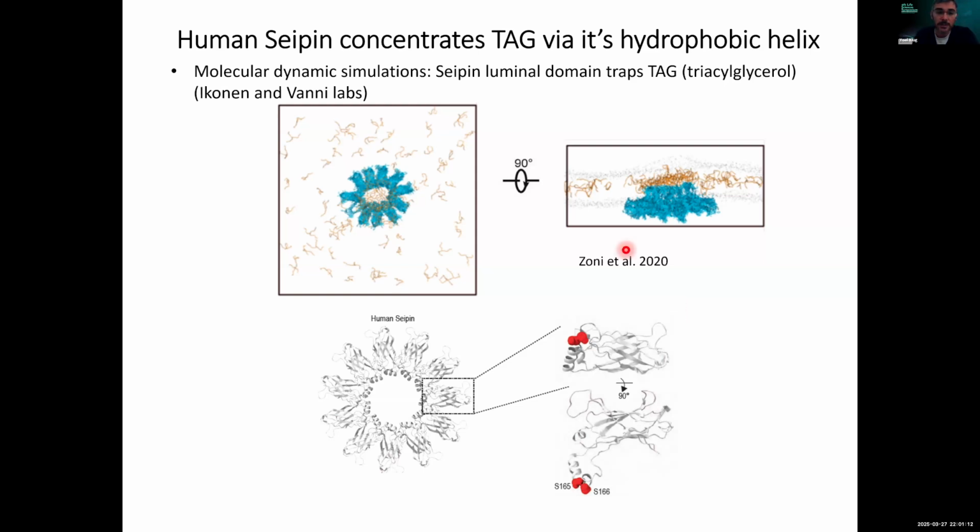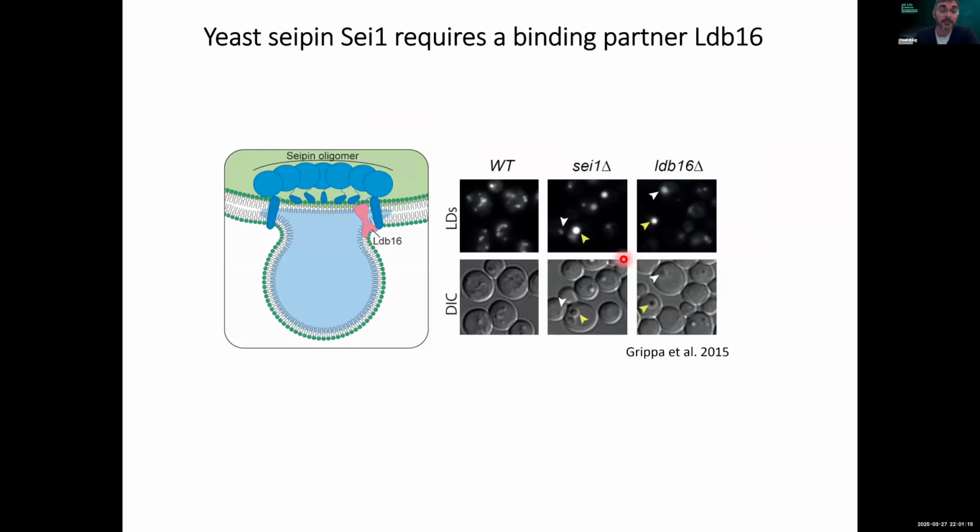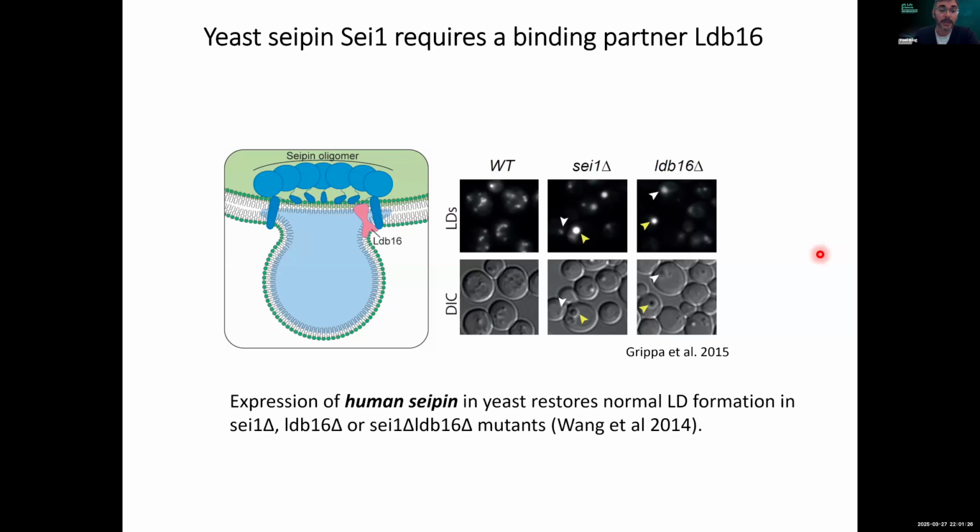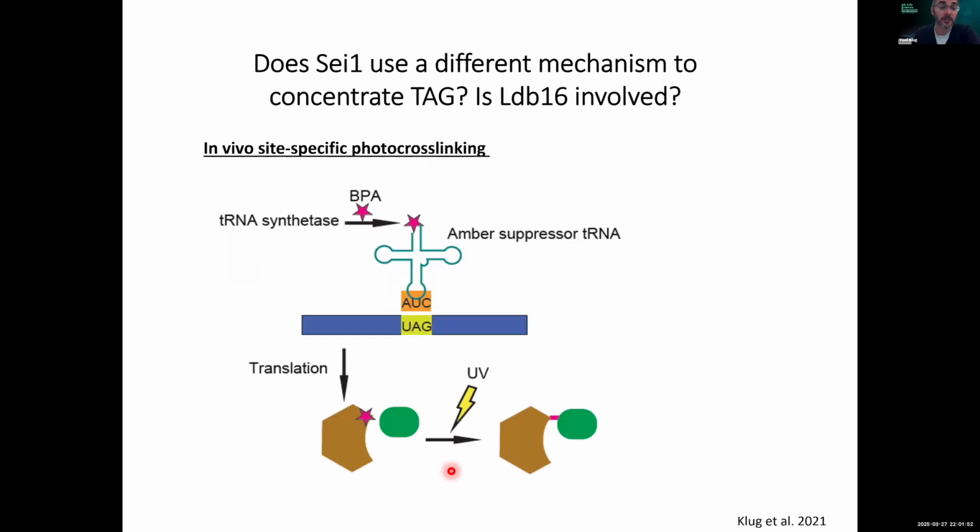And actually, yeast seipin is really, really unique. And the reason for this is that it actually requires a binding partner called LDB16, which is an ER membrane protein. And as you can see here, if we delete LDB16, we get the same phenotype we do if we delete seipin. Now, we can actually express human seipin in yeast, and this will restore normal lipid droplet formation in both single mutants, but also the double mutant. And this basically suggests that in yeast, the function of seipin is broken up into two polypeptides, seipin and LDB16. Now, we really wanted to get a structure of LDB16 with seipin, and we couldn't do that, and I'm happy to discuss our failures later. But what we did do is we went to an alternative approach called in vivo site-specific photocrosslinking.